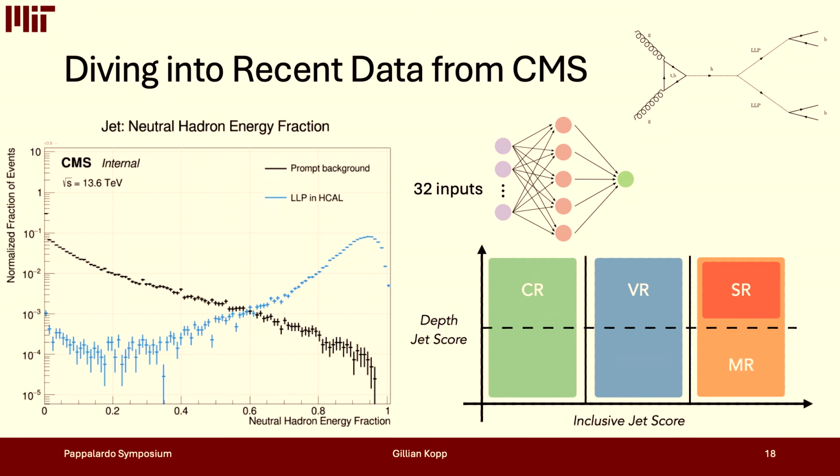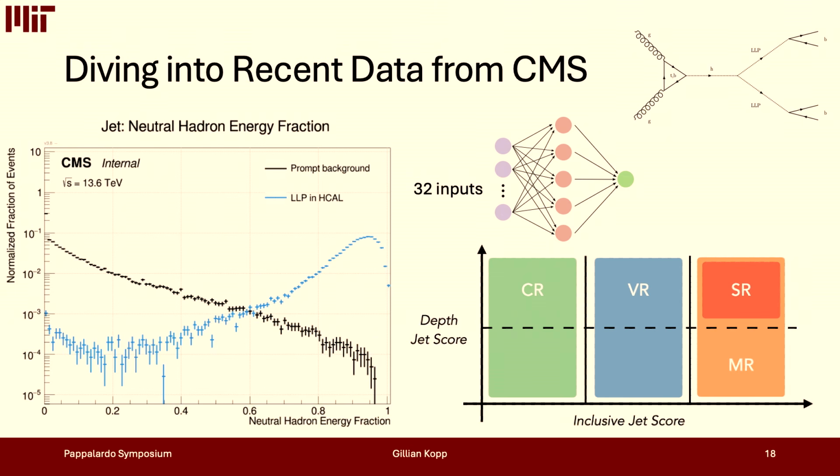And how I do this is look for variables like the one shown on the left here. So this has the background, which is from data, in black, and you see it's a nice falling spectrum on this variable that's the neutral hadron energy fraction in a jet. This contrasts quite a bit with what we expect from our signal. Our signal is from Monte Carlo simulations, and it's shown in blue. And this displaced jet signal is actually peaked, so this is a really great way to start separating this.